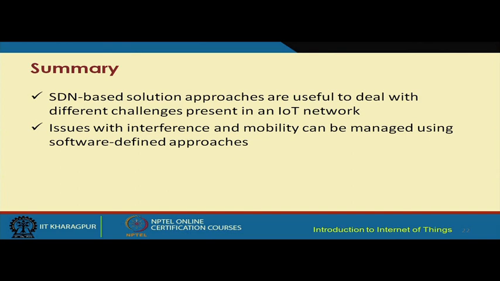There are different issues of interference and mobility management which have to be taken care of in these SDN based approaches to IoT. Interference is a very common and important problem that has to be addressed. Mobility as well, because mobility occurs in any IoT network and particularly in mobile based IoT networks. So, with this we come to an end, and we have understood how SDN can be used for implementing IoT networks and making the IoT networks much more efficient.